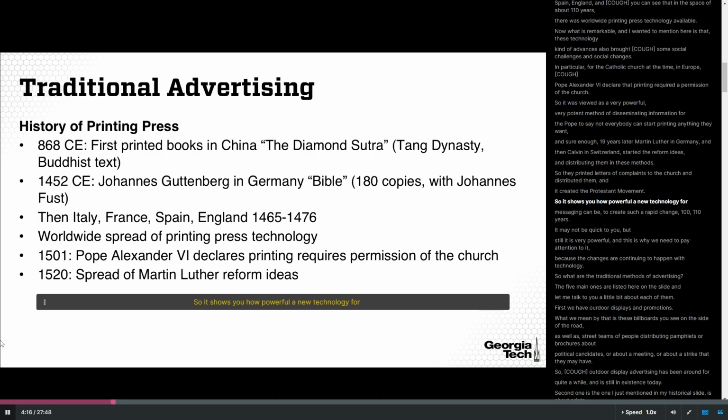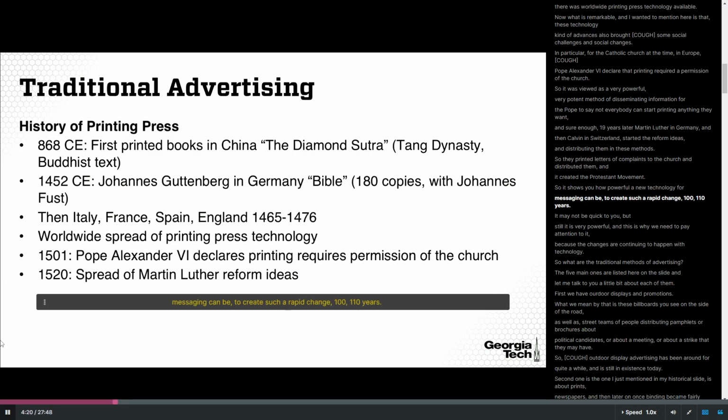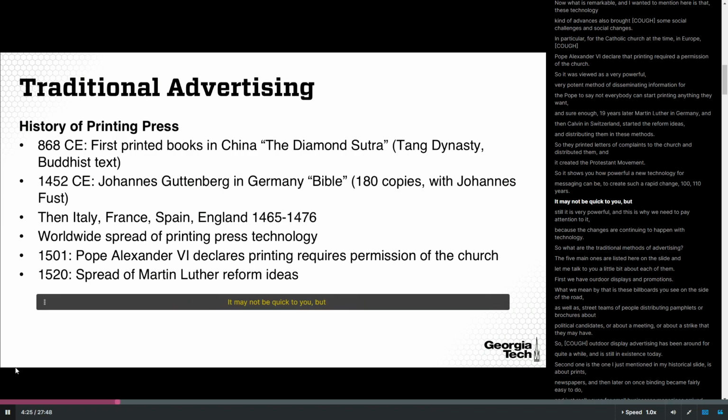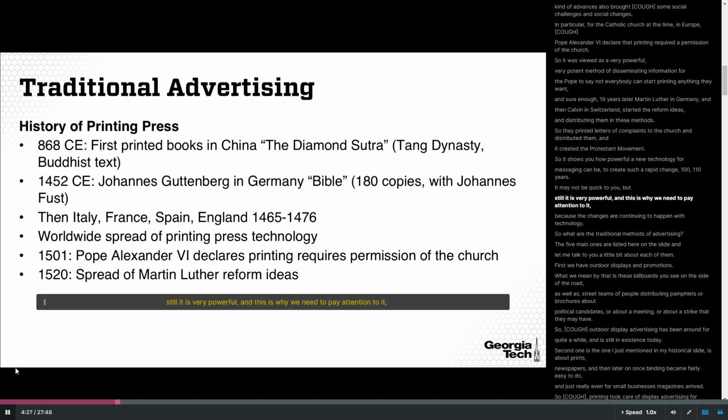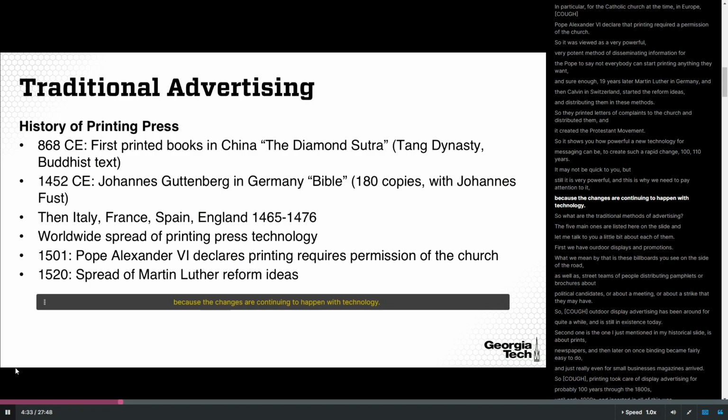So it shows you how powerful a new technology for messaging can be to create such a rapid change. 100, 110 years may not be quick to you, but still it is very powerful. And this is why we need to pay attention to it, because the changes are continuing to happen with technology.